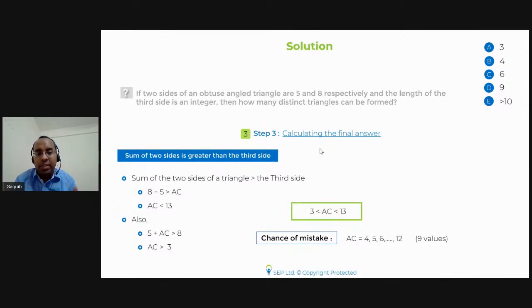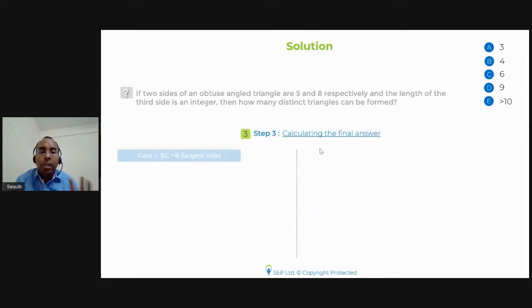This is just one part which gives you the range, 3 to 13. Keep that in mind. Now you need to make cases. First case is BC is the largest side. If BC is the largest side, then the largest side square should be greater than 5 square plus AC square, the remaining two sides' squares. It should be greater. This would give you the range of AC.